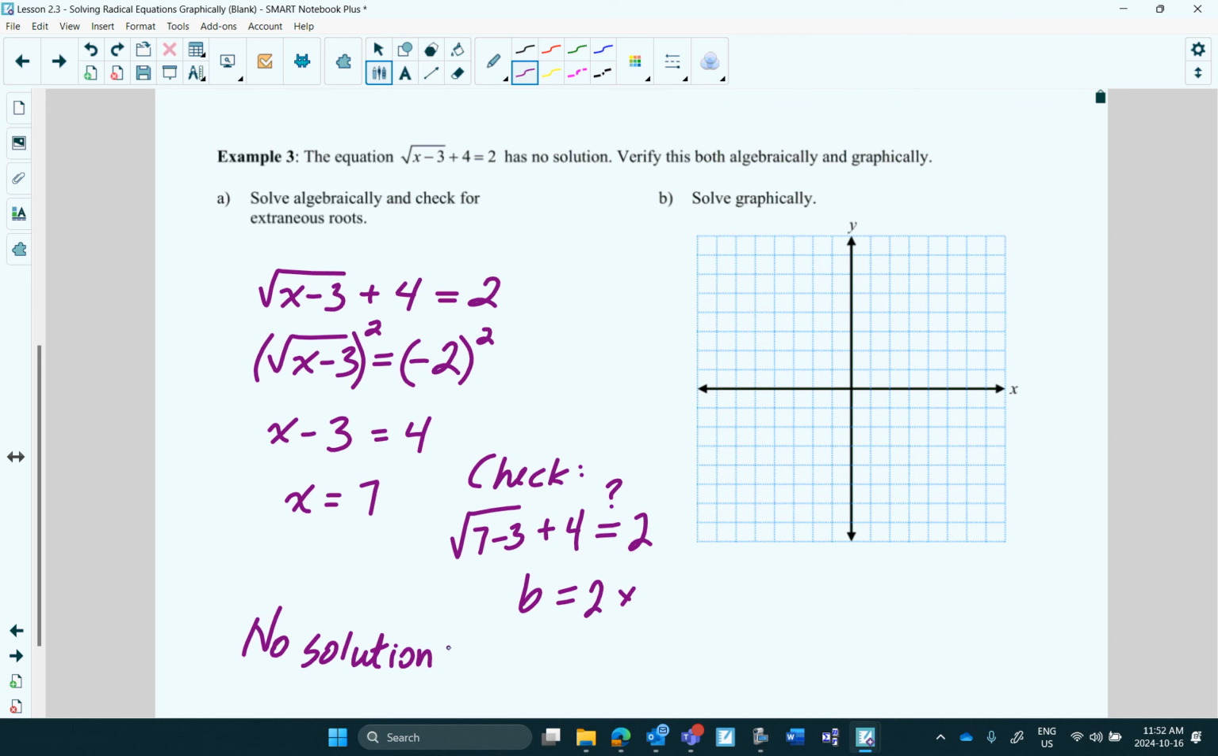So, what do you think that means if I graph both sides and look for where they intersect? They won't touch. They can't because there's no solution. And let's verify that. So let's graph y equals square root of x minus 3, plus 4. And let's graph y equals 2. Well, let's graph y equals 2 first, because that's the easier one. Go up to y equals 2, horizontal line.